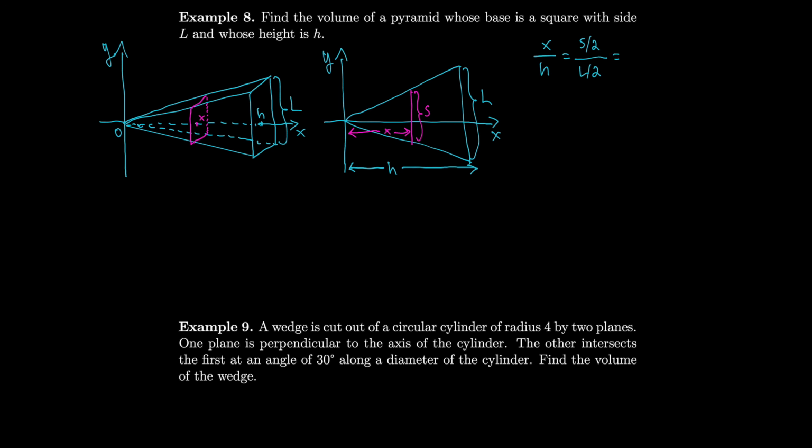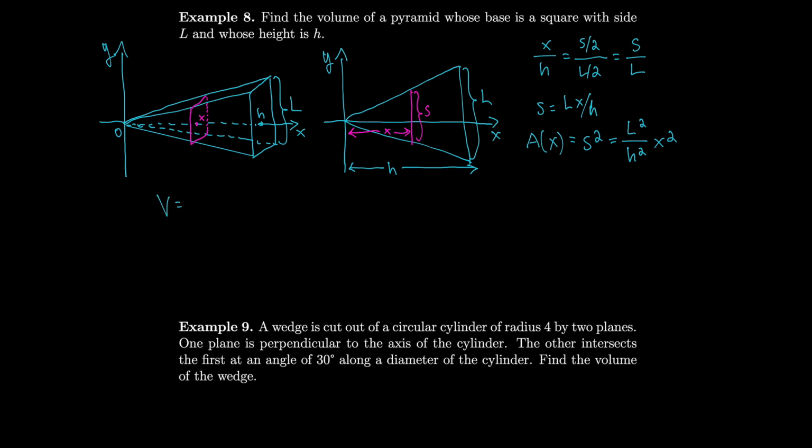But I can multiply top and bottom by 2 and just see that that's going to be equal to s over L. So that means I can cross multiply, L times x divided by h, and that'll be what s is equal to. So the side length of the square is L times x over h. So that means that the area of a square, which is s squared, is L squared over h squared times x squared, which is perfect because if this thing has side L and height h, those are constants. So the only variable left is x. So now I have everything in terms of x.